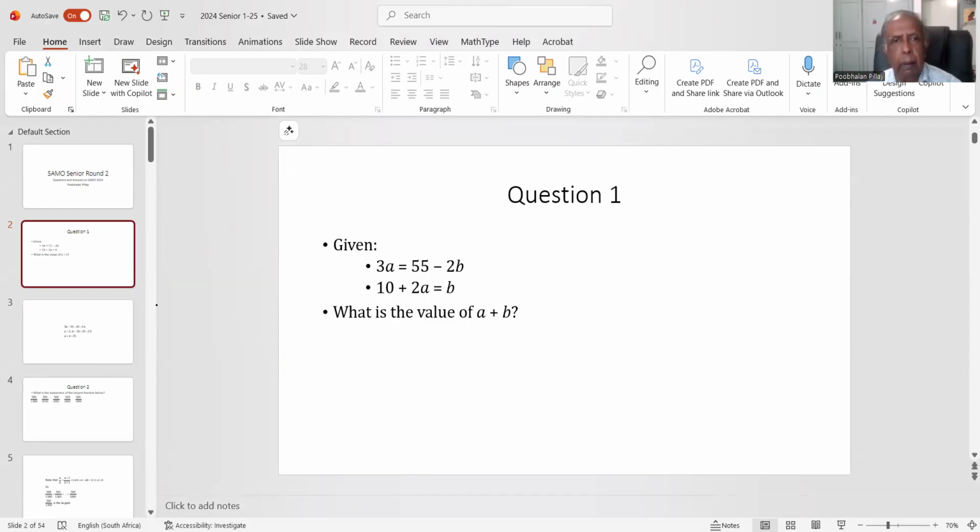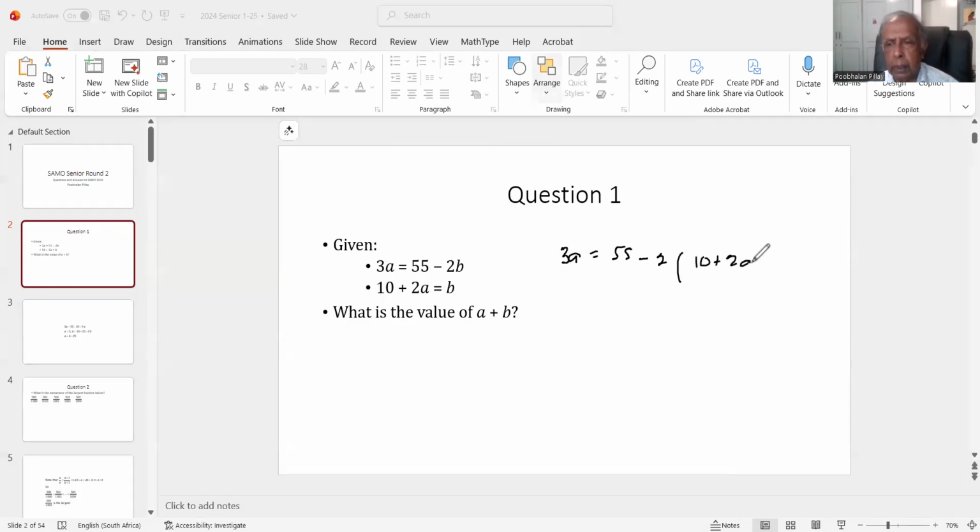So all we have to do is to substitute for B in the first equation. You have 3A equals 55 minus 2B. Now, in place of B, you can write 10 plus 2A. So the B's are replaced entirely with A's, and you have one equation with one unknown, and that we can solve.